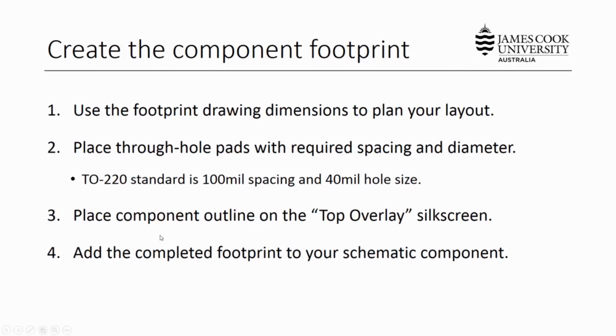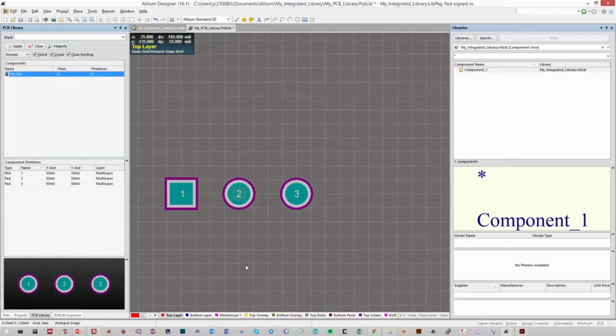And one thing to do is to place a component outline. So roughly the rectangular size and shape of your component, draw that in on the board in the top overlay or silkscreen layer so it's easily identifiable which component is which. So in Altium, what we want to do is draw the transistor outline.